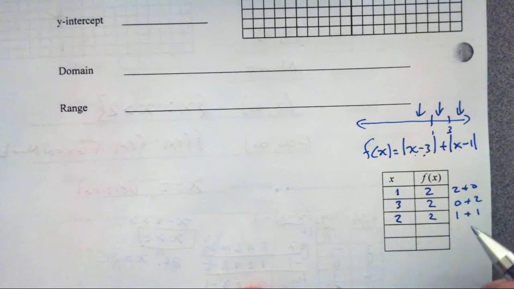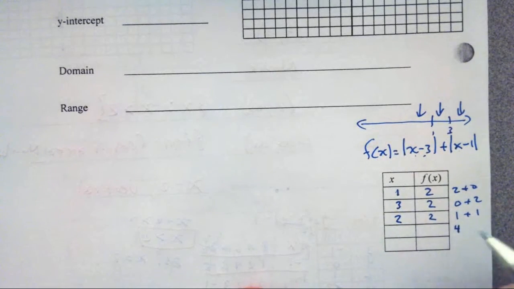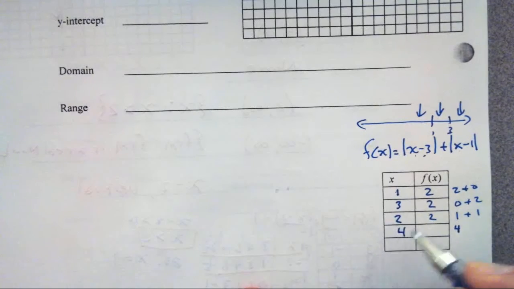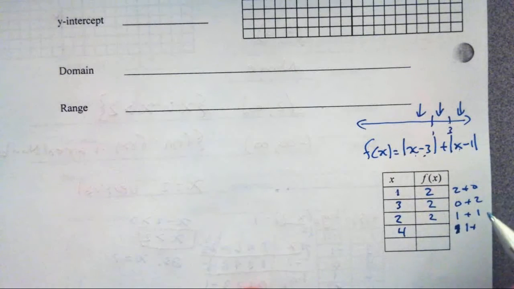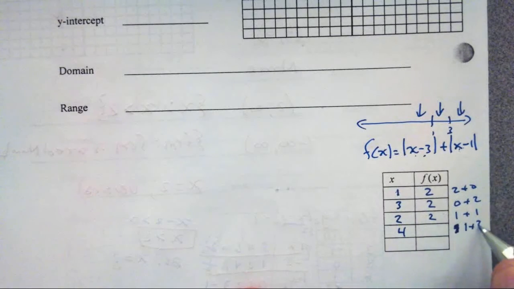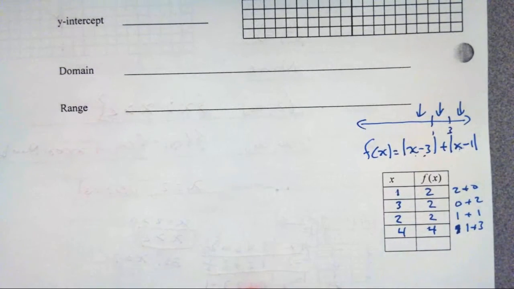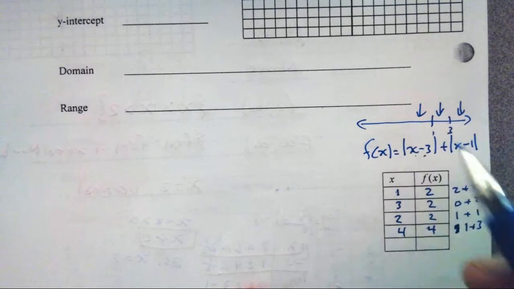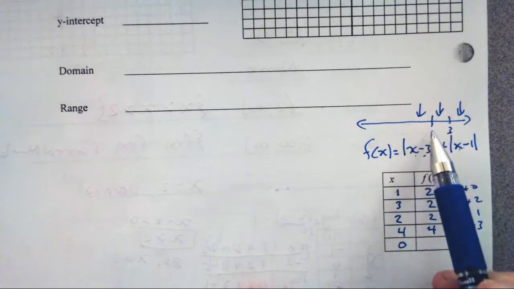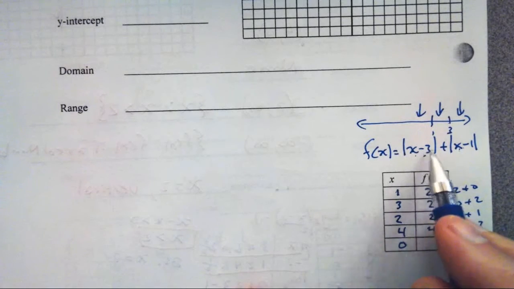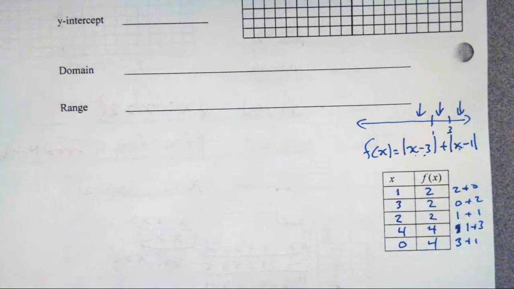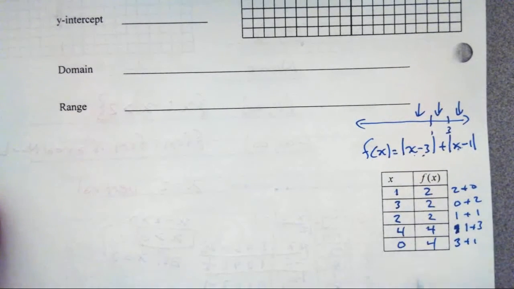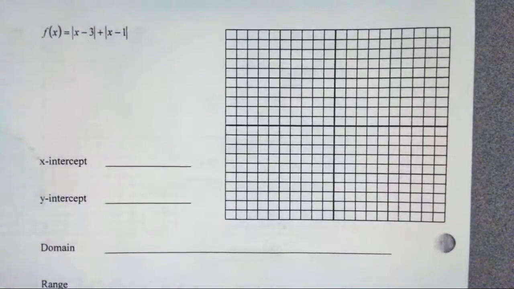Let's try something to the right of 3. I'm going to put in 4. Whoops, put in 4, sorry. And I get absolute value of 4 minus 3, 1, plus absolute value of 4 minus 1, 3. 4 minus 3, 1, 4 minus 1, 3. And I get 4. And I'm going to put something to the left of 1, for instance 0. And I get negative 3 becomes positive 3. Negative 1 becomes positive 1. I get 4. So let's take those values up to the chart and see what we've got.